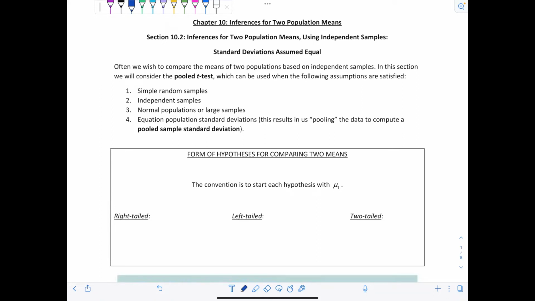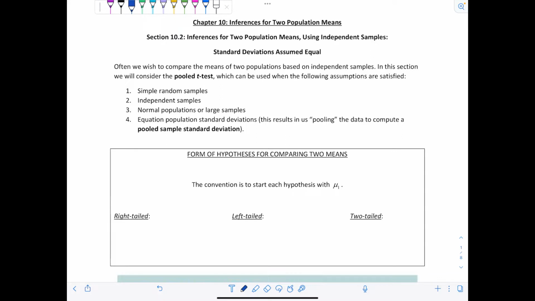In this video, we're going to cover Chapter 10, which deals with inferences for two population means. To start off, we're going to look at Section 10.2, inferences for two population means using independent samples. Standard deviations are assumed equal.